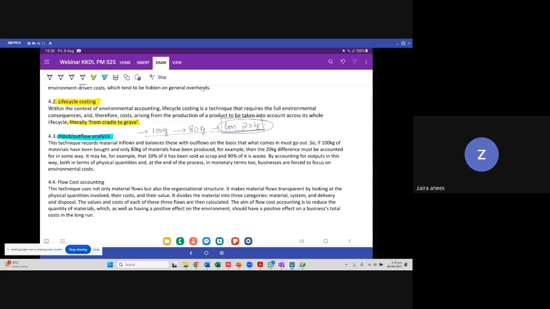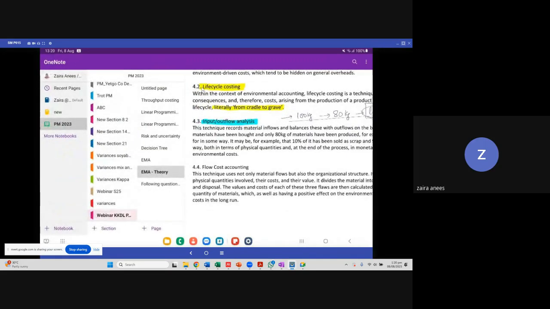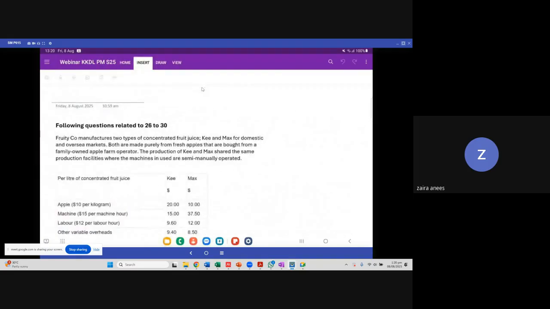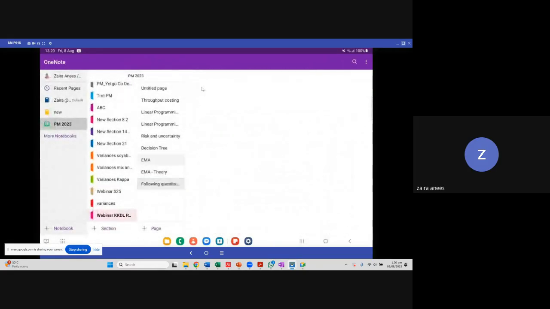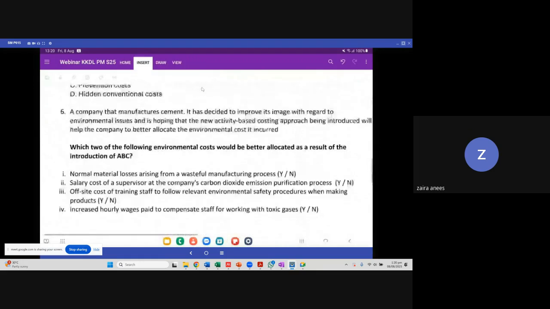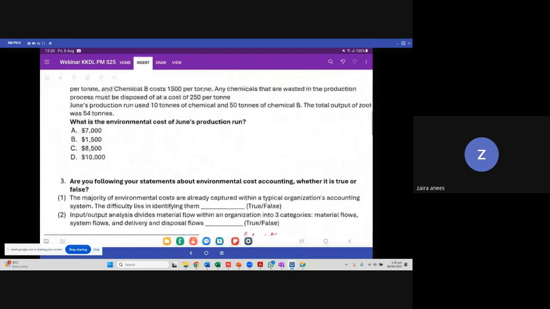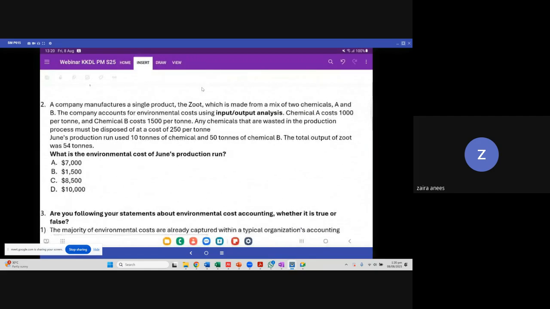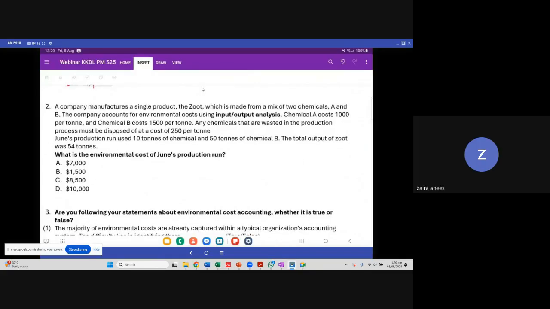Now let's try to understand how we can do this, how we can attach the cost. Okay, so this is the cost, right? Let's try to understand how this cost can be identified.